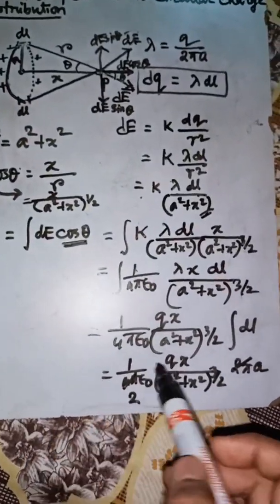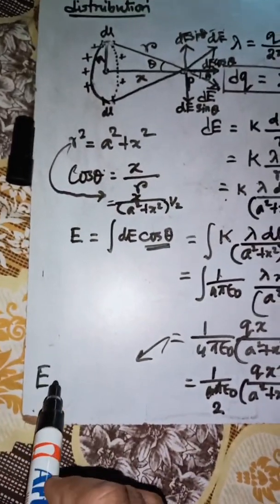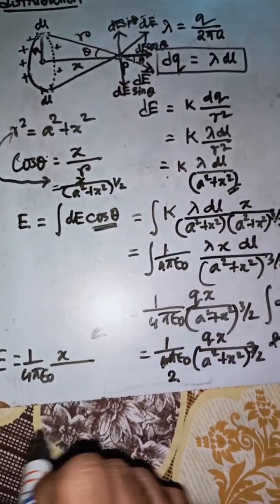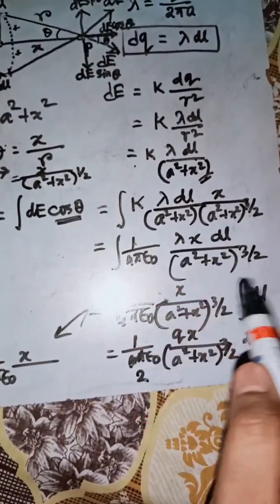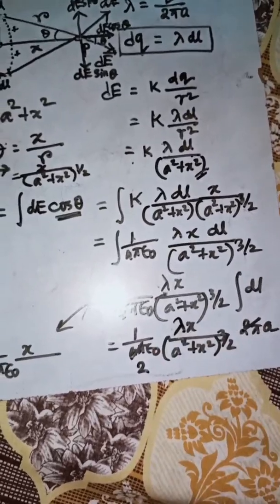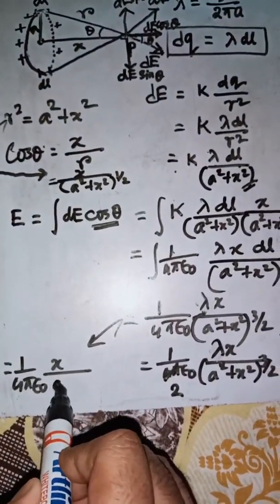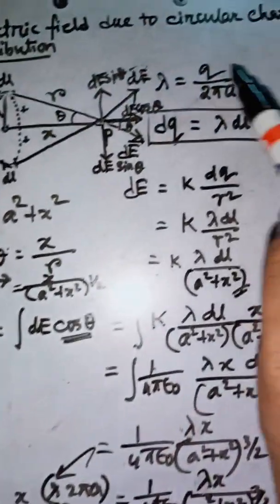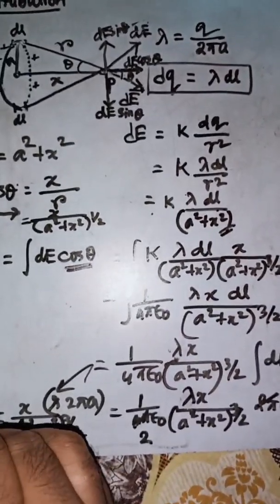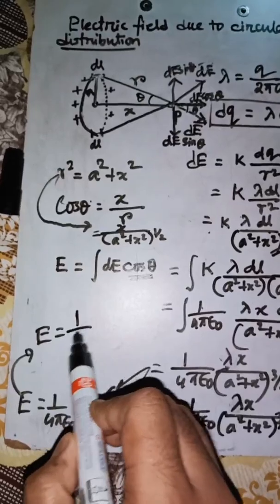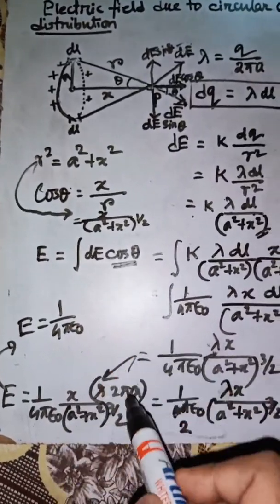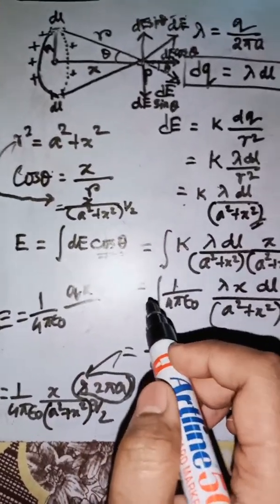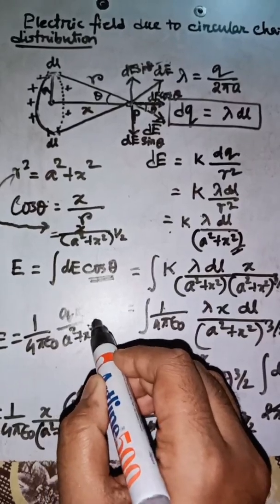You can write it in another way. E is equal to 1 by 4 pi epsilon 0, keep it like that, x by (a square plus x square) to the power 3 by 2 into lambda into 2 pi a. So what is lambda into 2 pi a? Here lambda into 2 pi a is equal to q. So total E will be equal to 1 by 4 pi epsilon 0, and this total part is q, so here it will be qx by (a square plus x square) to the power 3 by 2.